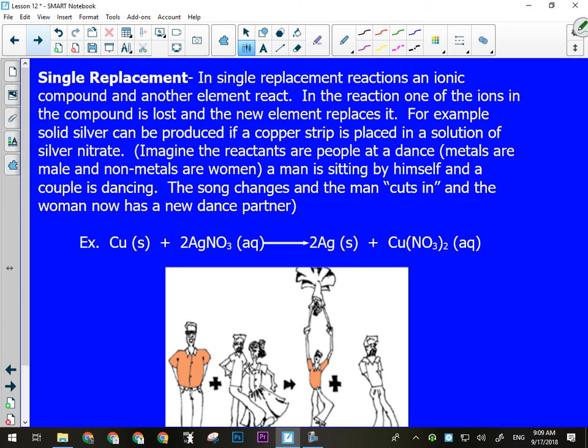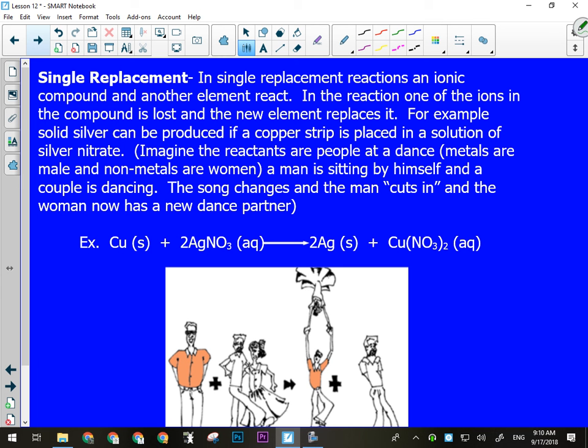Okay, there's 2 kinds of replacement reactions. There's single replacement reactions and there's double replacement reactions. In all replacement reactions, you only have ionic compounds. There are never going to be molecular compounds in any type of replacement reaction. You can have elements and ionic compounds, you can have ionic compounds only, but you cannot have any molecular compounds.